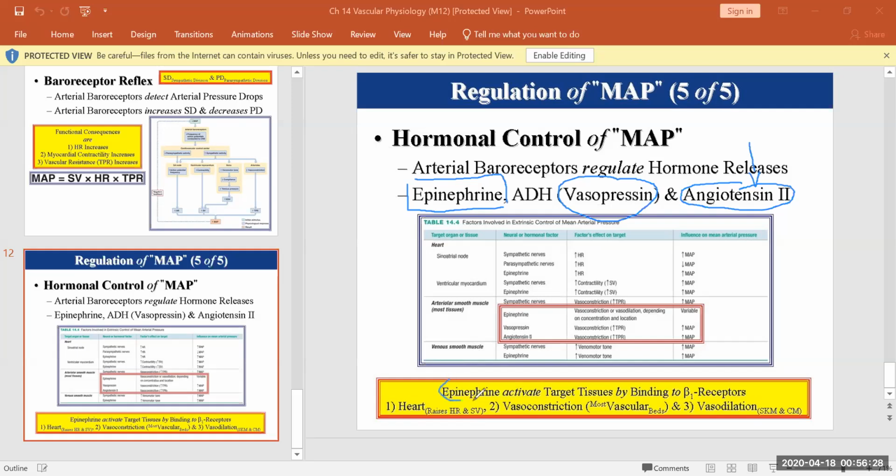Epinephrine in this case is released by the adrenal medulla. So we have the right adrenal medulla and the left adrenal medulla because we have two adrenal glands. So epinephrine is produced and released by chromaffin cells, okay? And this epinephrine is released into the bloodstream, and it will go and affect a lot of systemic tissues. So let me start with one step at a time.